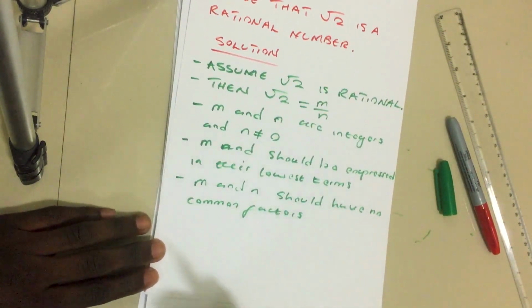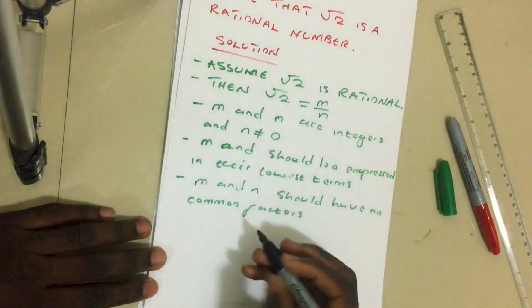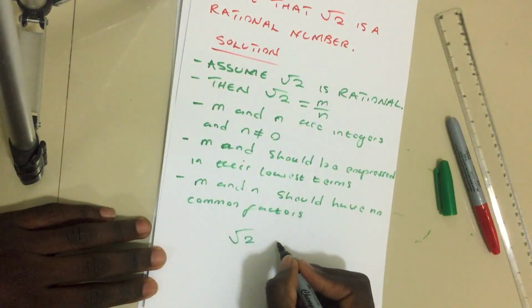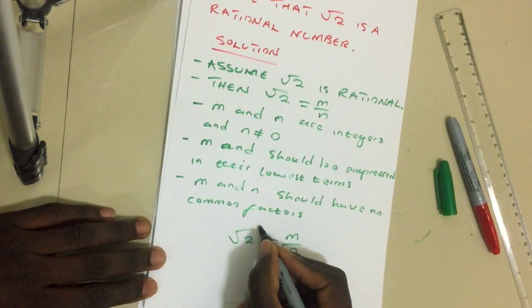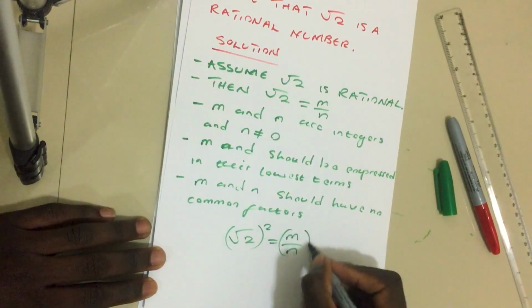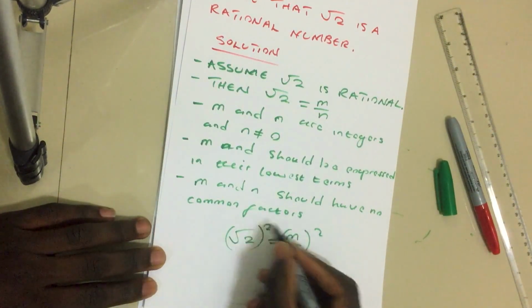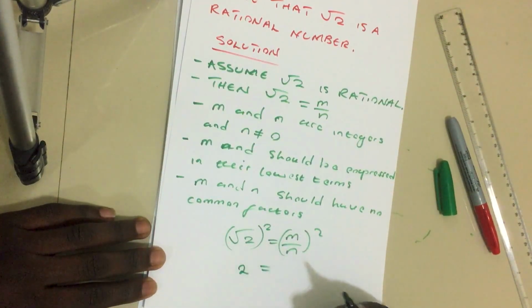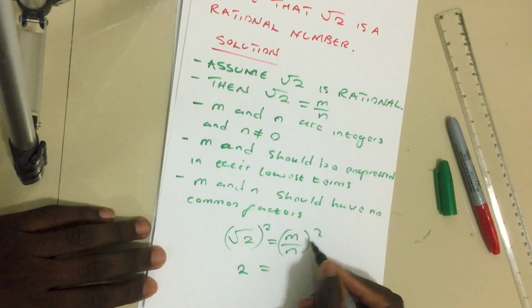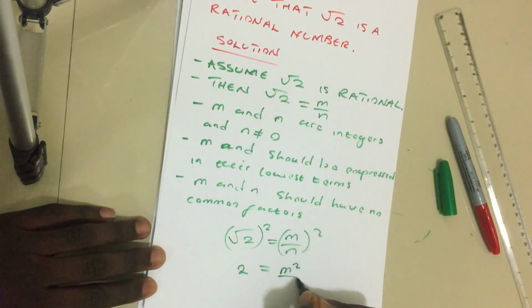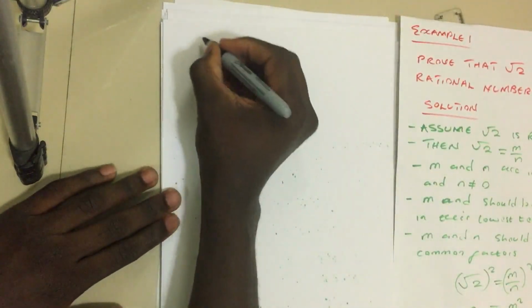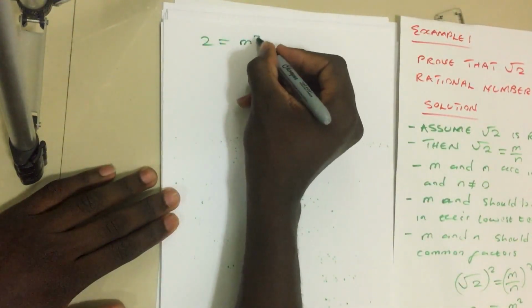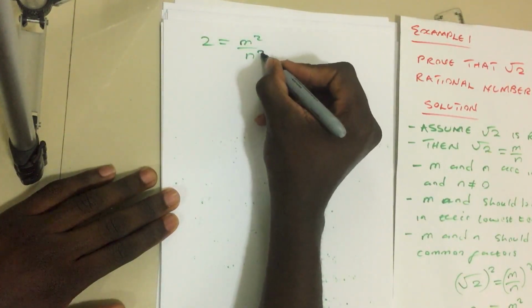Now we're going to get our expression here and say the square root of 2 is equal to m over n. In order for us to get rid of the square root, we're going to raise both sides to the power 2. So we're going to have a 2 here, and then we raise everything inside to the power, giving m squared and n squared. So our current expression is 2 is equal to m squared over n squared.